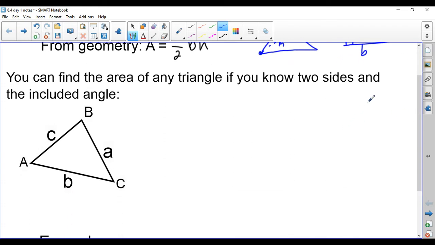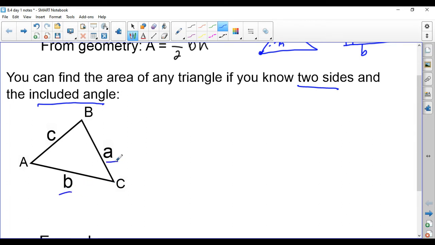It ends up that you can find the area of any triangle if you know two sides and the included angle. So we need to know the lengths of two of the sides and the included angle. The included angle is the angle between them. Here's a quick look at why this works.